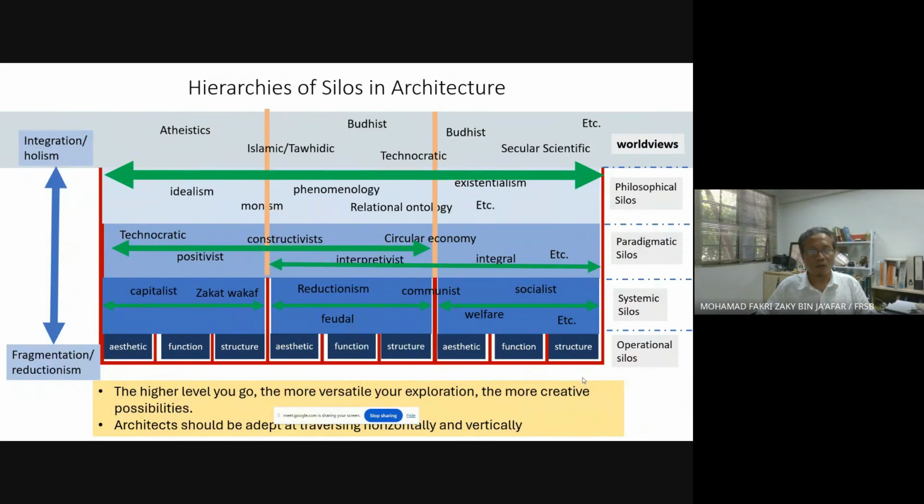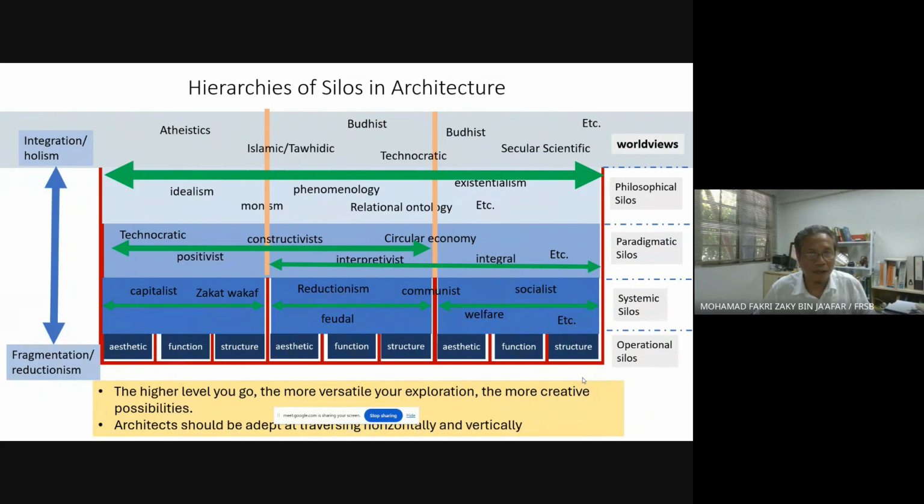This would allow you to traverse, to a certain degree, a wider expanse of your silos, so that you would employ various approaches in thinking, whether you are positivist, constructivist, integrativist, or whether you want to employ the idea of circular economy. These labels are actually interchangeable. It can go up and down, but for our understanding today, they can be grouped as such.